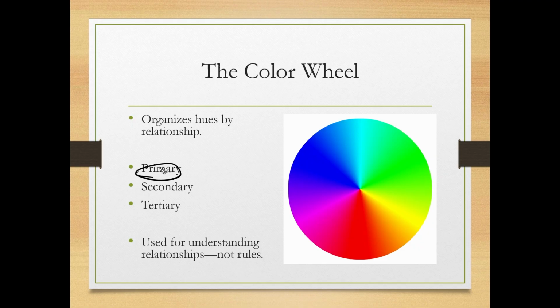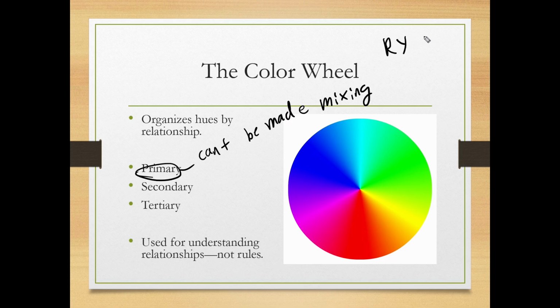Now, we already kind of talked about this idea of primary colors. These are colors that can't be made by any other colors, so they can't be made by mixing. And once again, this depends on your model. There's no strict rule. That's an important thing to understand. It just depends on the math.